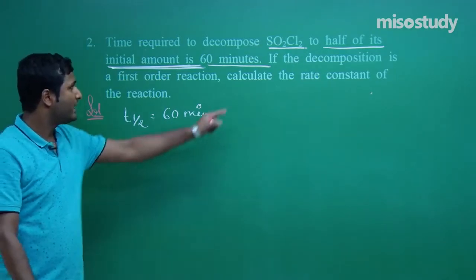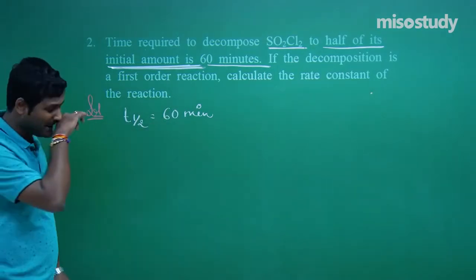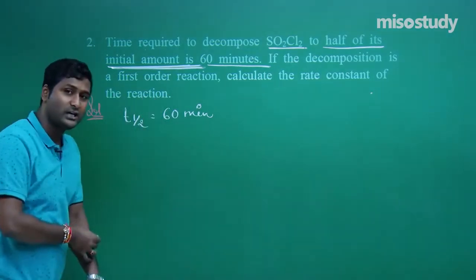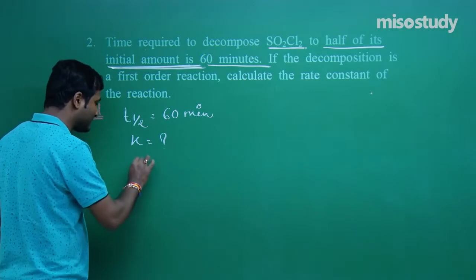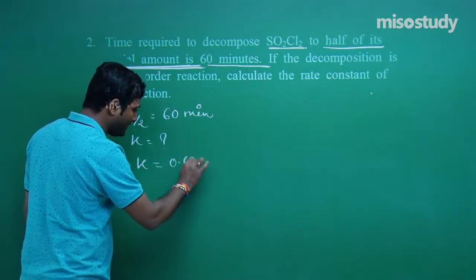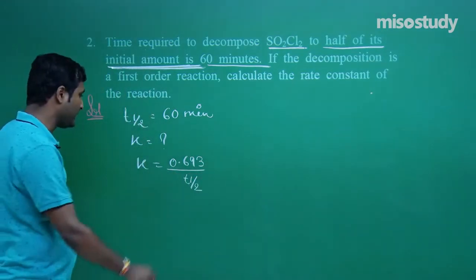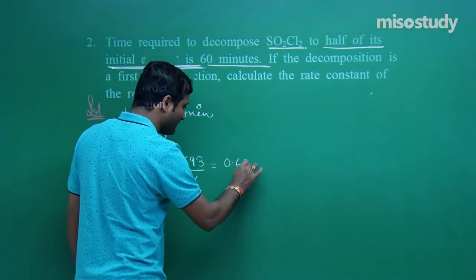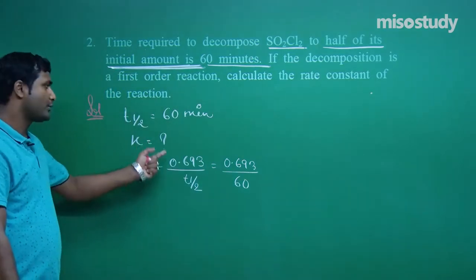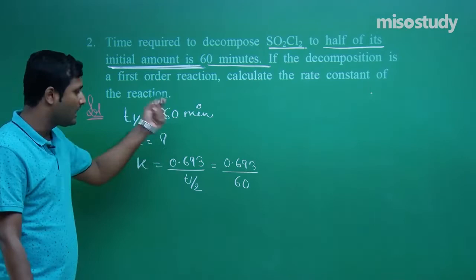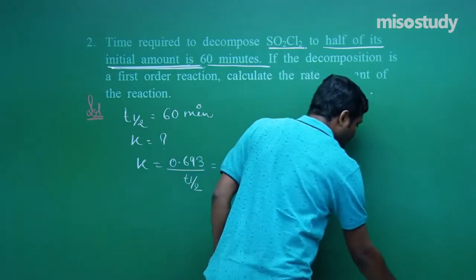Am I right? If the decomposition is of first order, calculate the rate constant. Now, what is the relation between K and T half? Do you remember? Yes sir, K is equal to 0.693 upon T half. Now put this value: 0.693 upon 60. Very simple. Again, the question is formula based. Write the formula, put the data, you will get the answer. Clear? Now I am going to rub this part and we will discuss the next question.